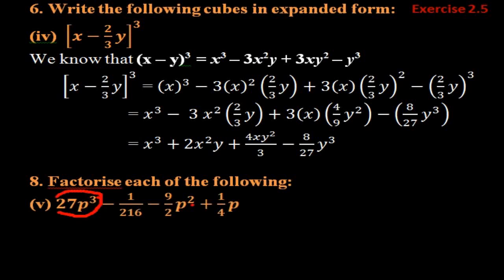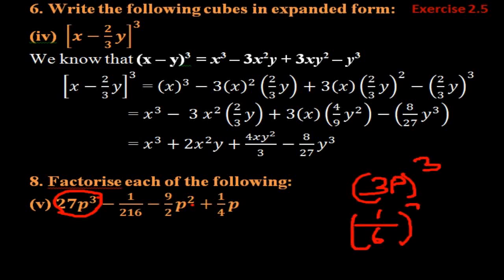Are you able to write this one as a whole cube? Yes, 27p cube can be written as 3p whole cube. So one term we are able to write as a cube. Similarly, you have to find one more term which is possible to write as a whole cube. This one we cannot write as a whole cube, and even this also cannot be written because p square is there. So try with this one. So 1 by 216. 6 cube is 216. So this can be written as 1 by 6 whole cube. Now I am able to write two terms with cubes. Is it or not? So we are going to use the cube identity.